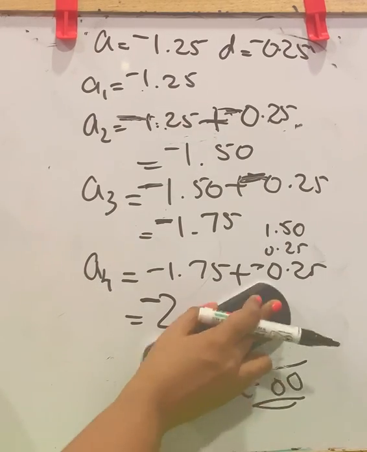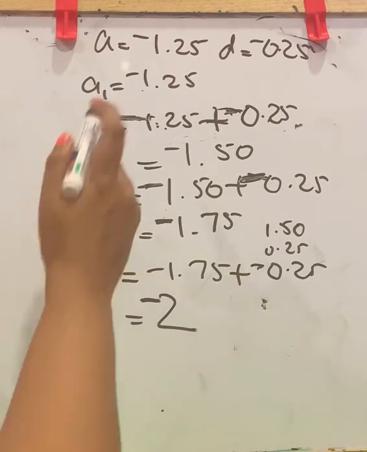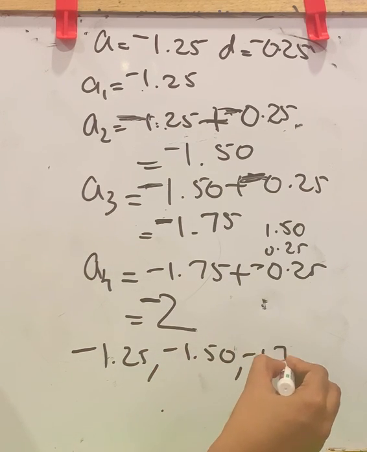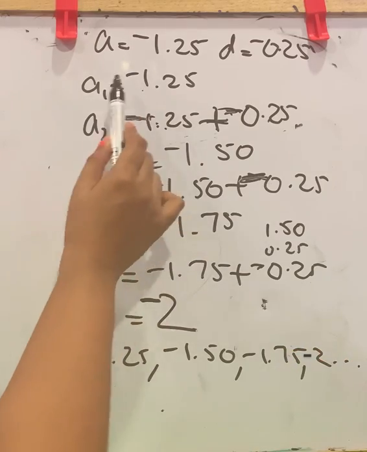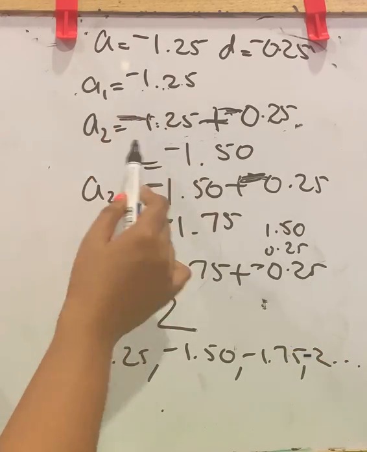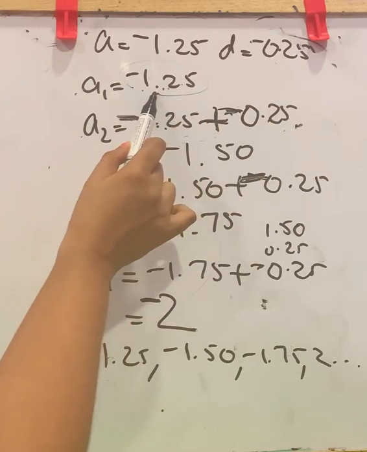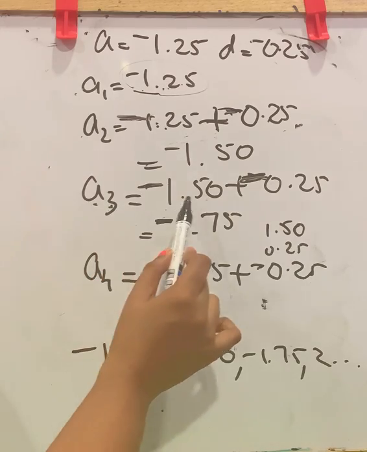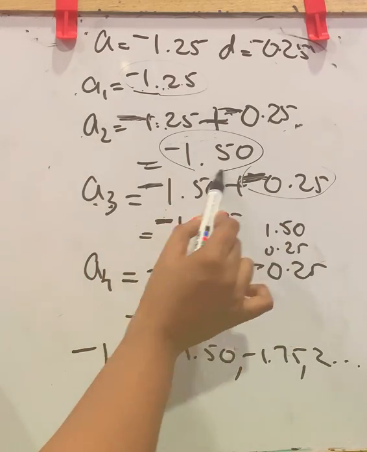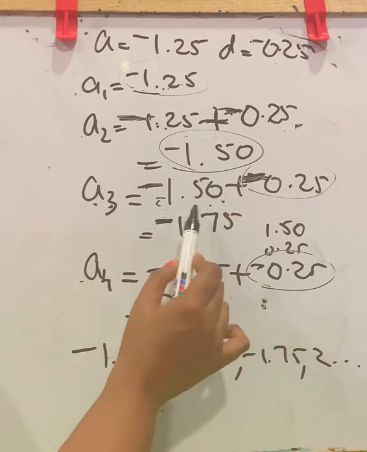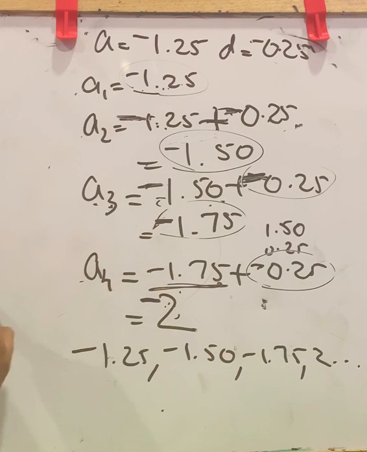So, how will you write the AP? First term is minus 1.25, minus 1.50, minus 1.75, 2, etc. To find this, this is given in the question. To find the next term, you have to add the difference to the previous term. Now to find this term, you add the difference to the previous term. Now to find this term, you add the difference to the previous term. Like that. Next question. For the following APs, write the first term and the common difference.